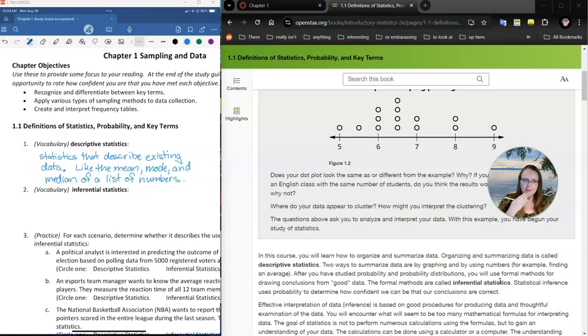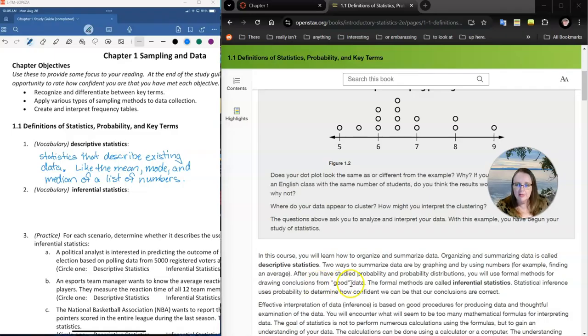Don't worry about it. So then what's inferential statistics? If descriptive statistics describe data, inferential statistics let us infer something. It lets us make a prediction about something based on things that exist, but making a prediction about something that we're not sure about. And so it says here, the definition that they're giving us, after you've studied probability, you will use formal methods for drawing conclusions from good data.